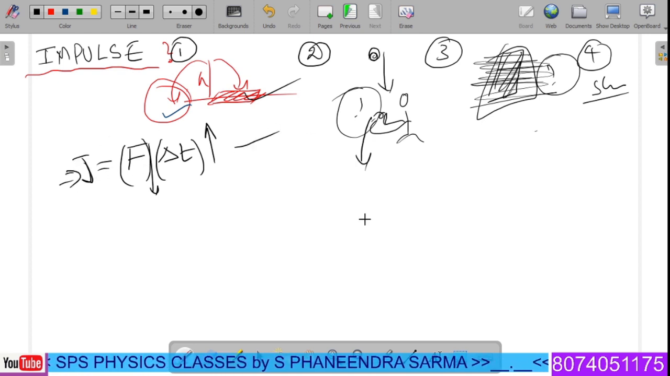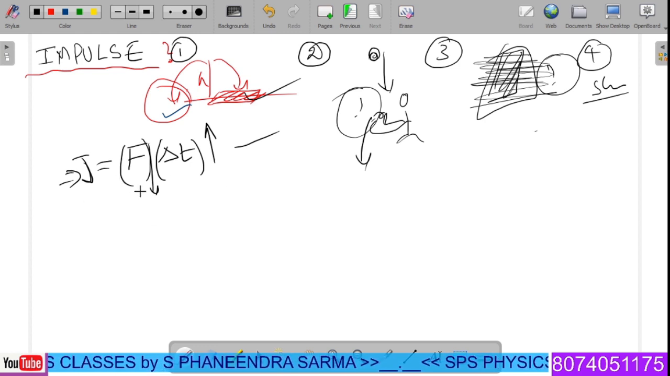So how do you define the concept of impulse? Impulse can be defined as the product of force and a very short interval of time. That is the actual definition. But for our convenience, for practical purposes, we try to increase the time of impact. As a result, force will decrease. That's the logic we are using here.